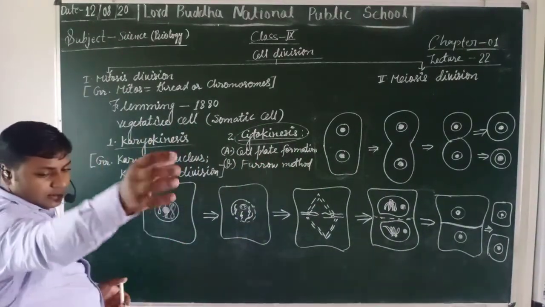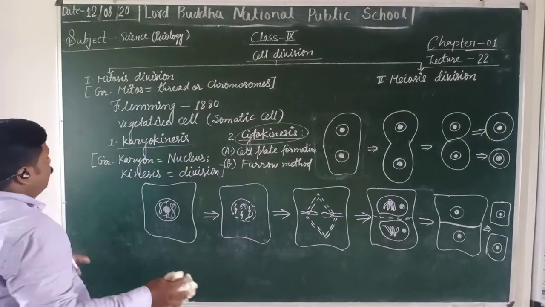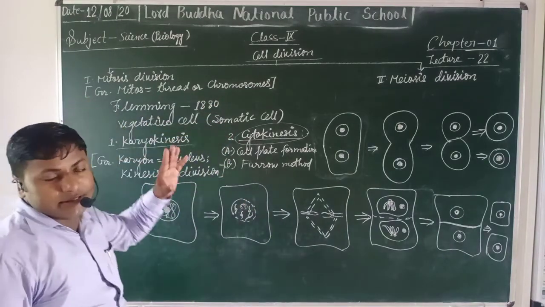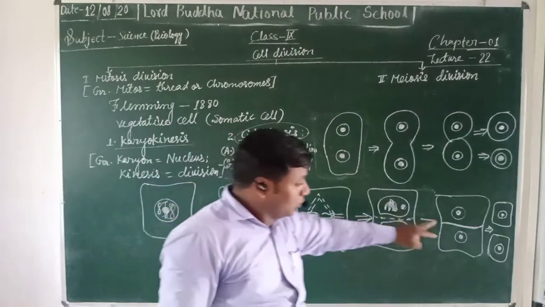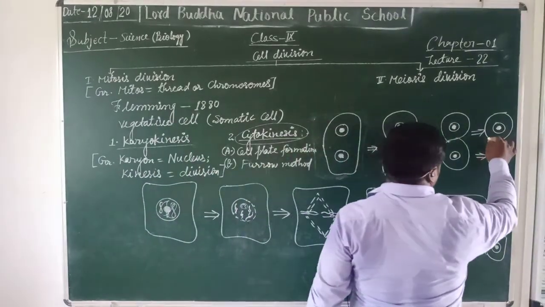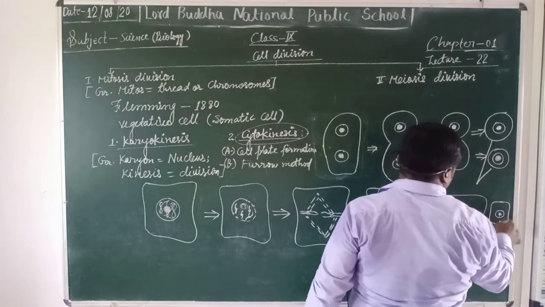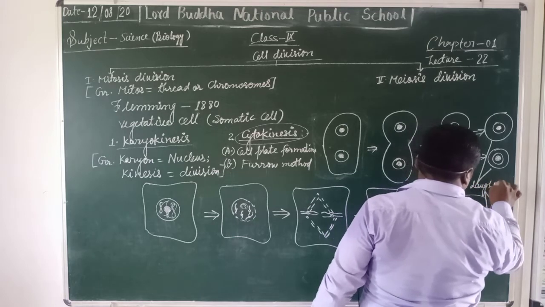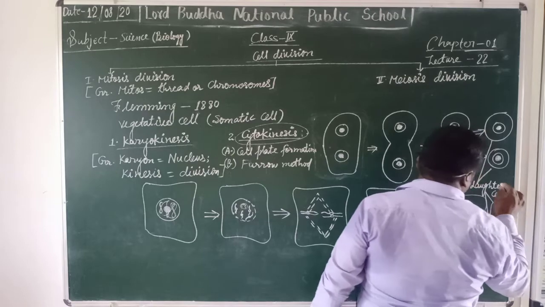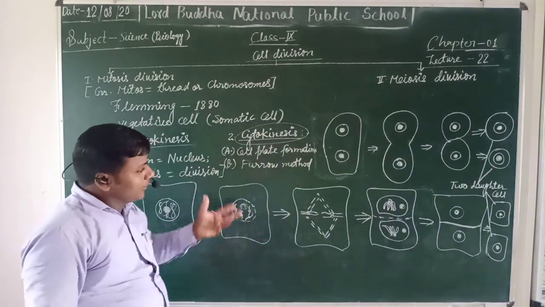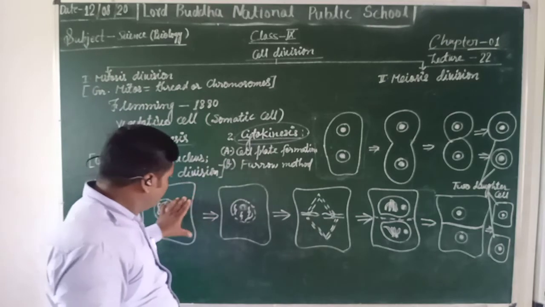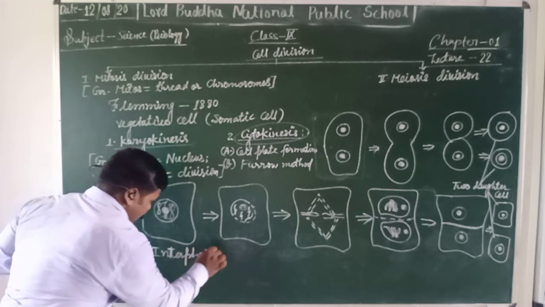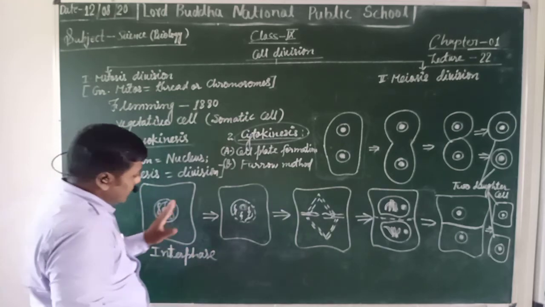Thus students, this is the process of mitosis division, in which we observe that after the completion of mitosis division, there is formation of two individual daughter cells. Two daughter cells are formed, which are identical in all respects. Why? Because the kind of chromosomes present in an interphase cell, or mature parent cell, is just alike.